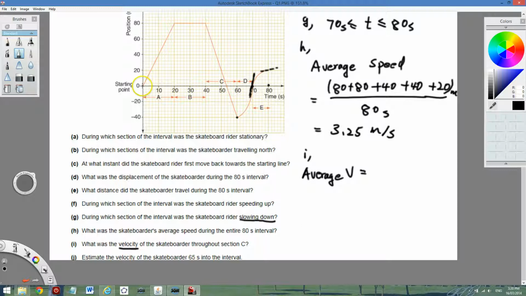Now, the average velocity will be the total displacement, which is 20 meters, divided by 80 seconds, which is 0.25 meters per second north. So during the entire trip, he is traveling 0.25 meters per second in the direction of north.